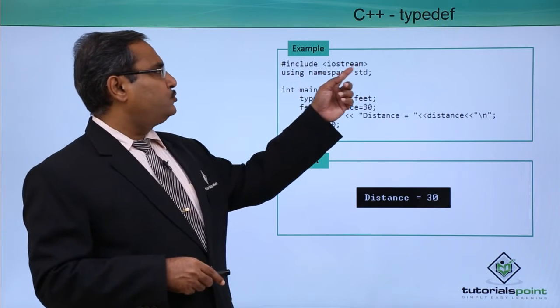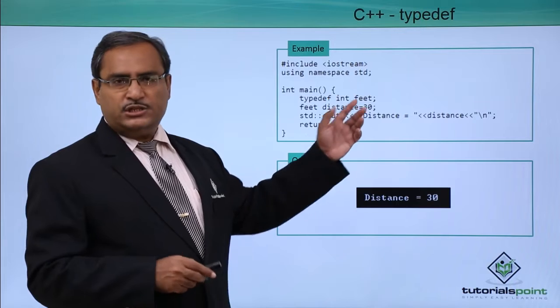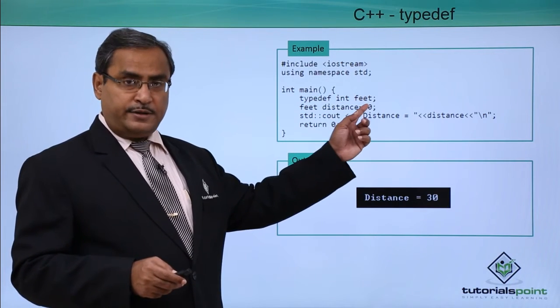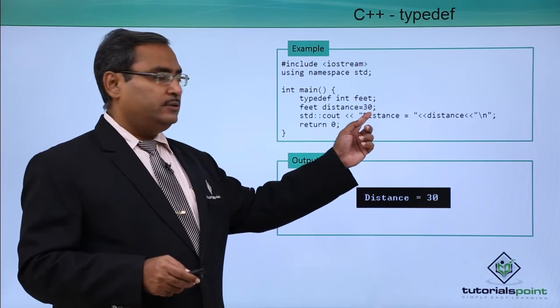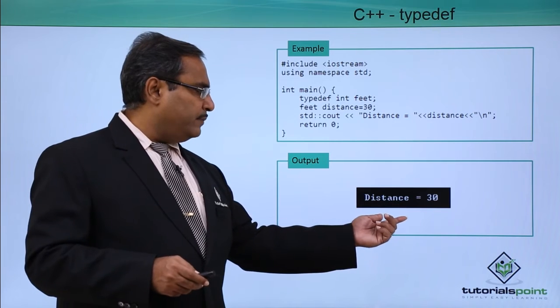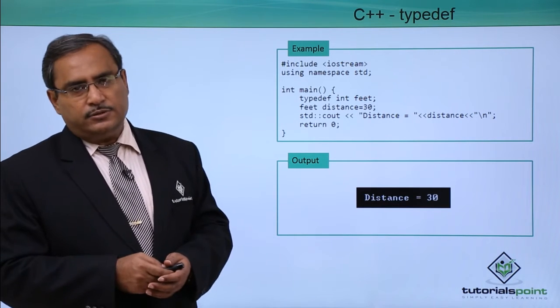So hash include iostream, using namespace std as usual. So there is a main function: typedef int fit. Fit distance is equal to 30, and then we print the value of the distance, and the output is something like this, that is, distance is equal to 30.